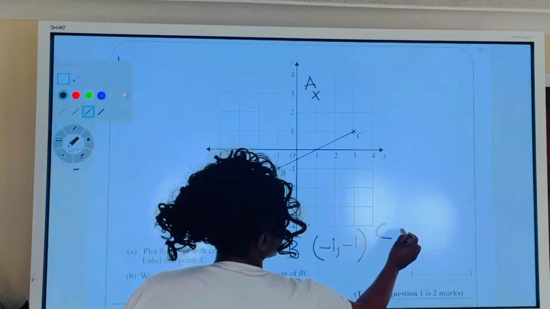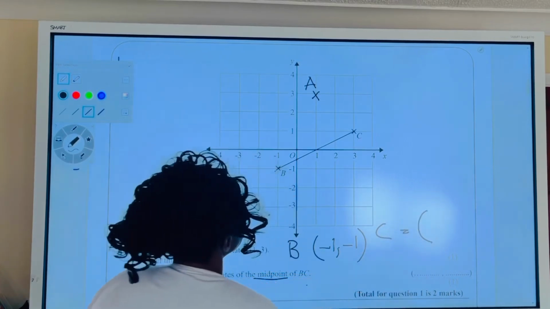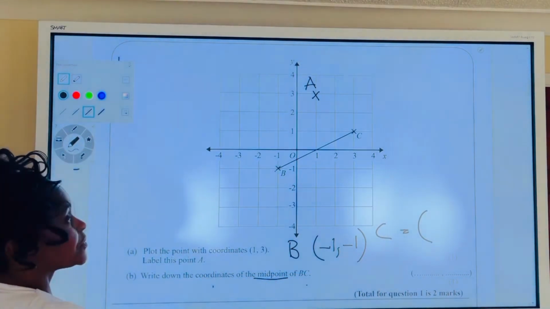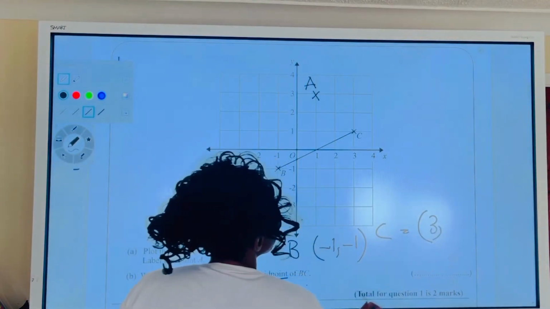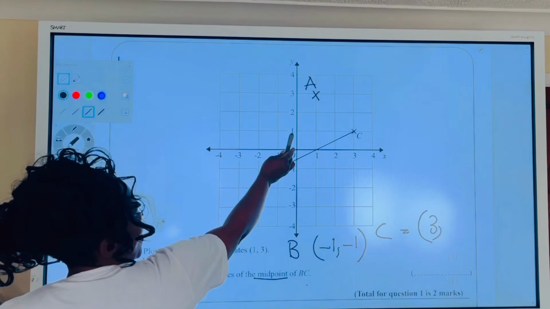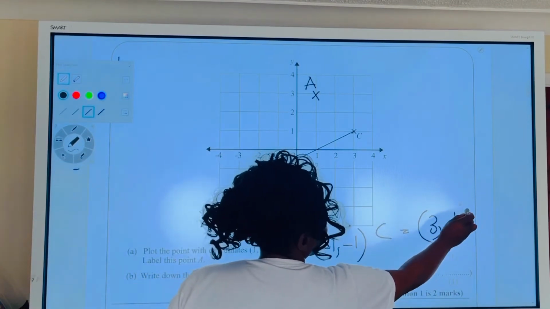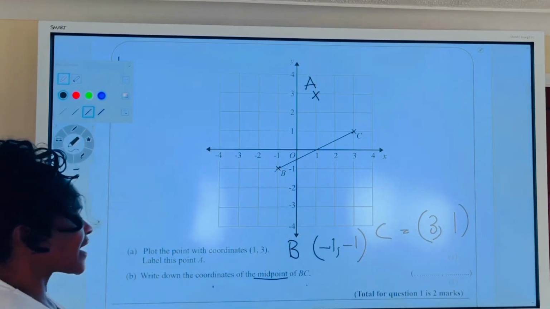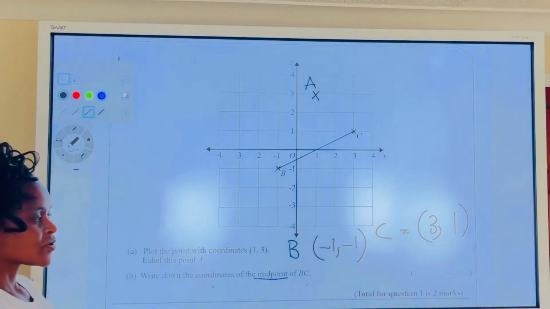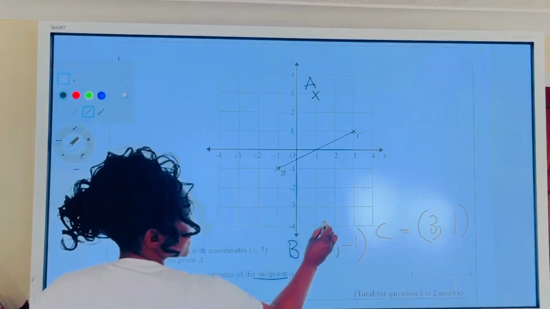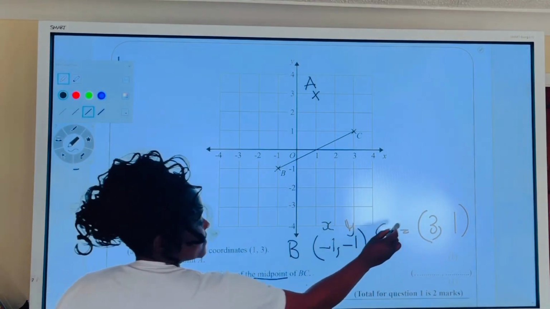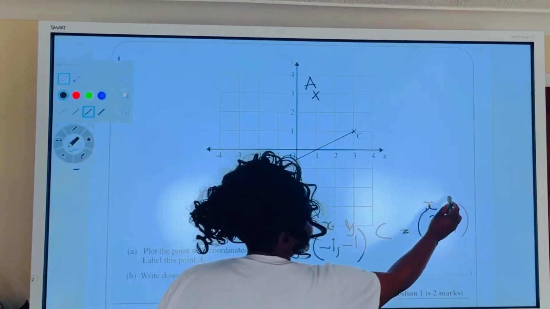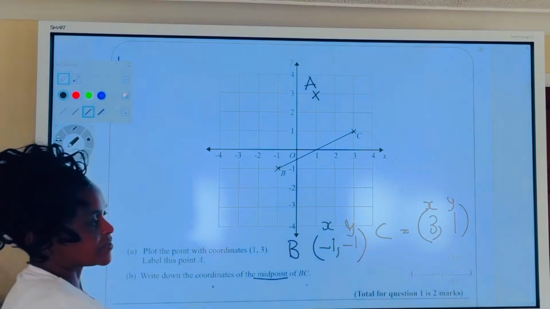So my coordinates for C would be along the corridor, which is the x-axis, it's on 3. Then up the stairs is on 1. Now for me to find the midpoint, so remember this is the x-axis and this is the y-axis. This is the x-axis and that's the y-axis. That's the up or down the corridor.